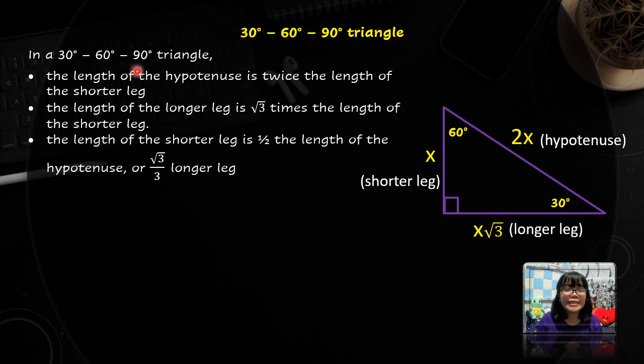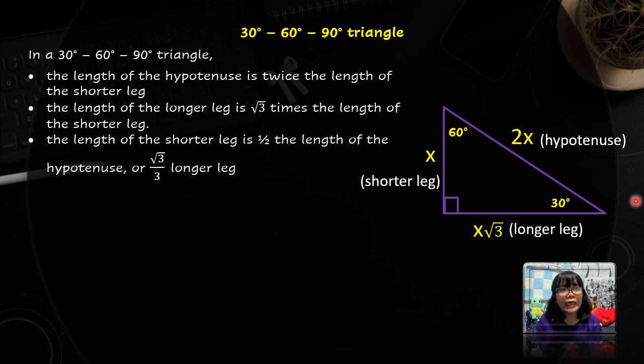So, in a 30, 60, 90 triangle, the length of the hypotenuse is twice the length of the shorter leg. Or the length of the longer leg is square root of 3 times the length of the shorter leg. So these are the formulas if given the shorter leg. Now, how about if we are to look for the shorter leg? So the length of the shorter leg is 1/2 the length of the hypotenuse, or the length of the shorter leg is square root of 3 over 3 times the longer leg.